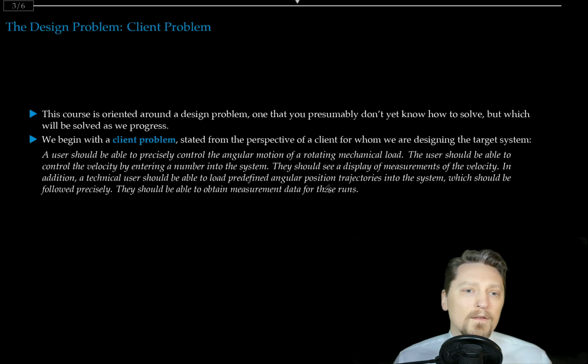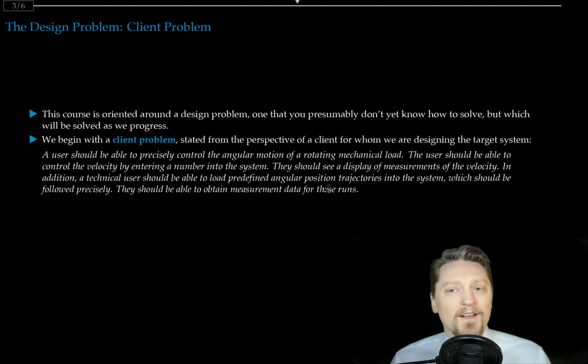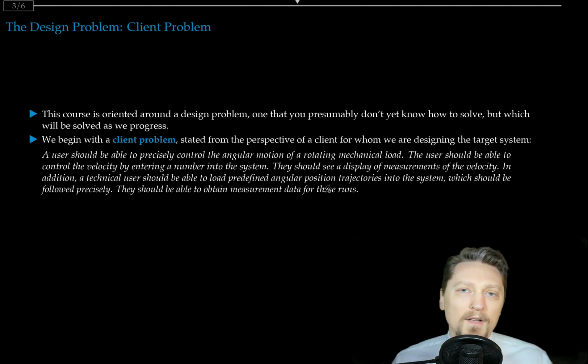The design problem. This course is oriented around a design problem, one that you presumably don't yet know how to solve, but which will be solved as we progress. We begin with a client problem, stated from the perspective of a client for whom we are designing the target system. Here it is. A user should be able to precisely control the angular motion of a rotating mechanical load. The user should be able to control the velocity by entering a number into the system. They should see a display of measurements of the velocity.